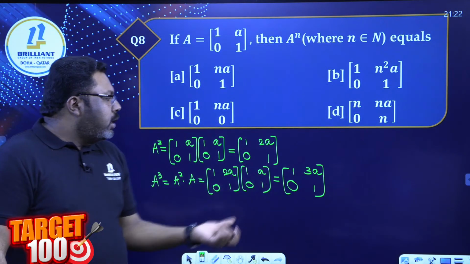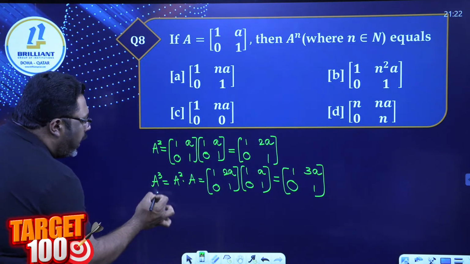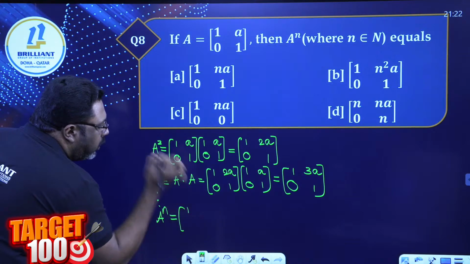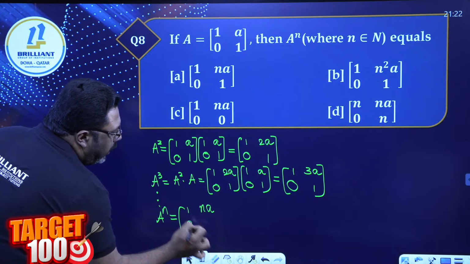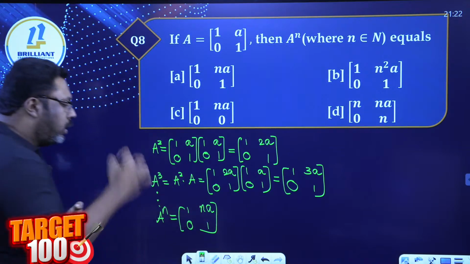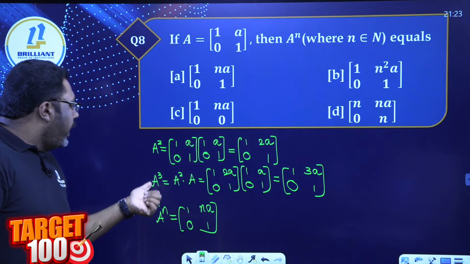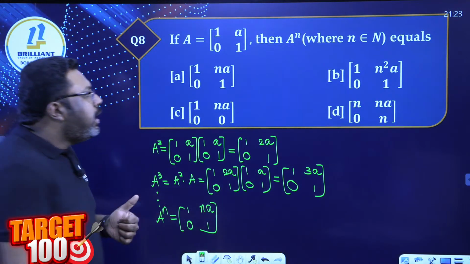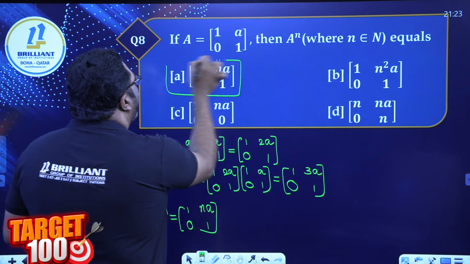Can you see that something is being generalized here? If I keep going like this, I can definitely say A raised to n will look like 1, nA, 0, 1. A squared gives me 2A, A cubed gives me 3A, then A raised to n will definitely give me nA. So my answer is option A, 1, nA, 0, 1.